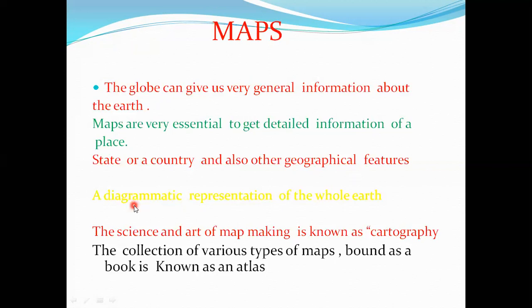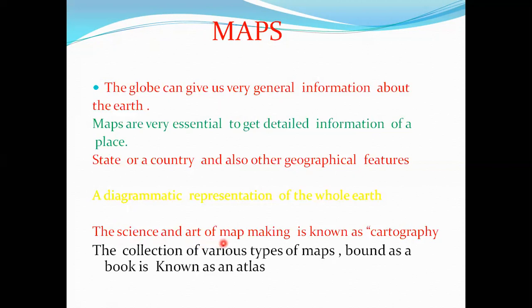And what is that? The diagrammatic representation of the whole earth is called a map. The diagrammatic representation of the whole earth or part of the earth on a flat surface according to a scale is called a map. Understood now, children? A map is a diagrammatic representation of the whole earth or part of it on a flat surface according to the scale.